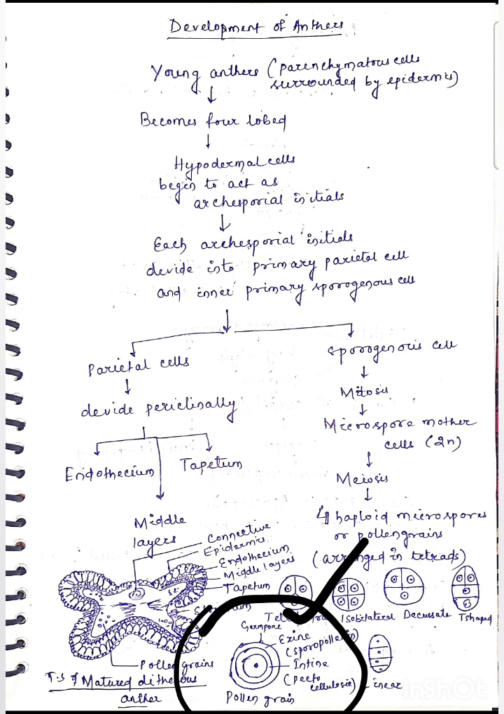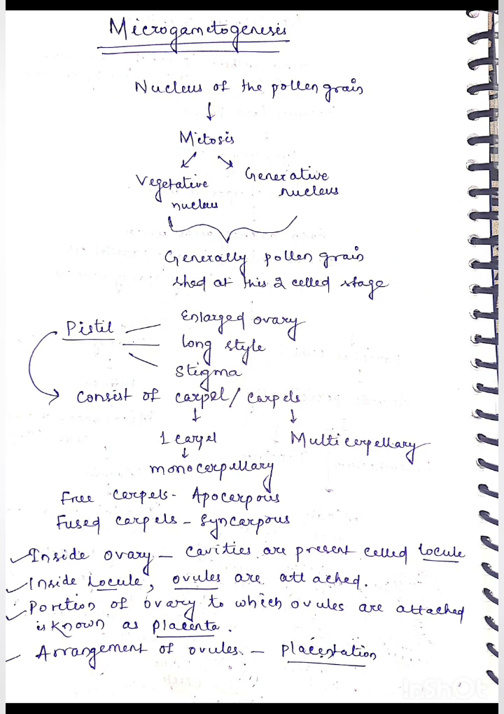Then inner to the exine, the intine layer is there, and the intine layer consists of pectocellulose. It consists of pectin and cellulose. Then inner to the intine, the nucleus is present. So during the process of microgametogenesis, that nucleus divides into vegetative nucleus and generative nucleus. Generally pollen grains are shed at this 2-celled stage into the environment.